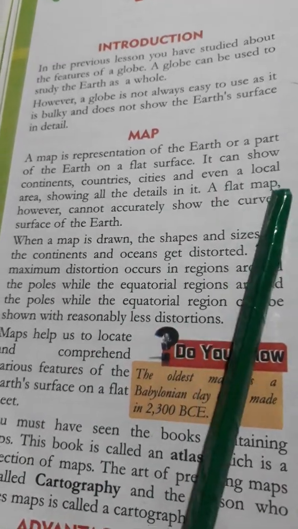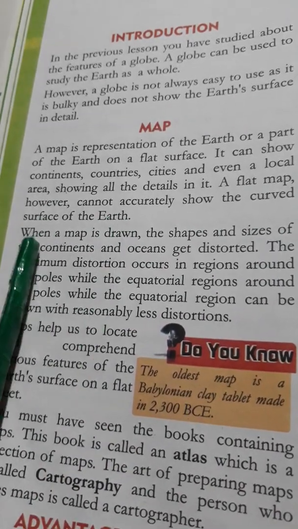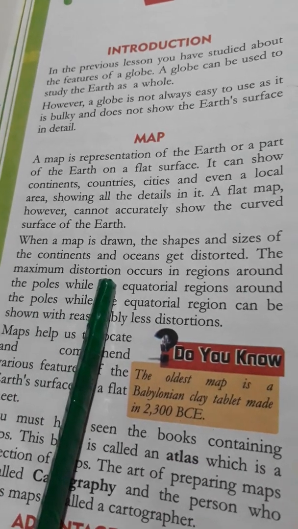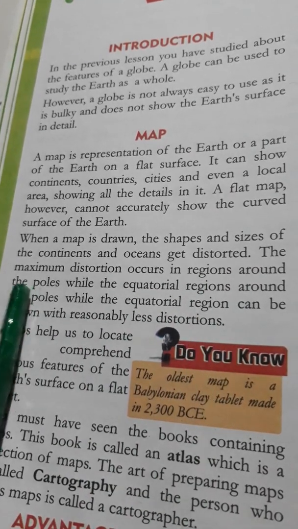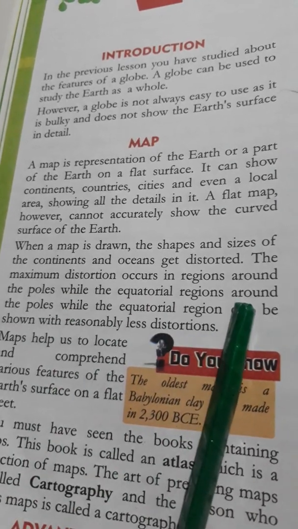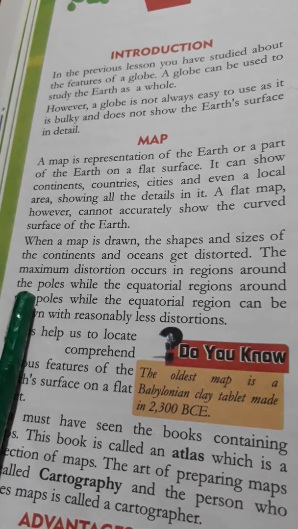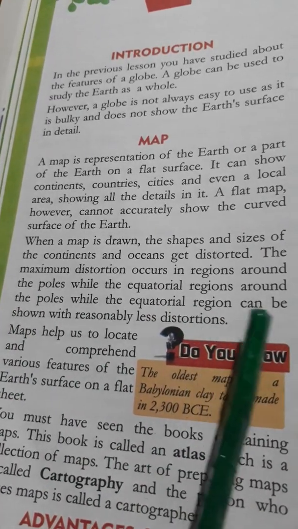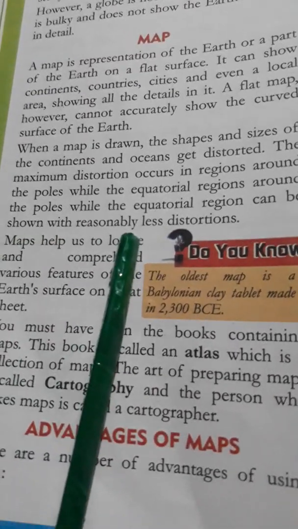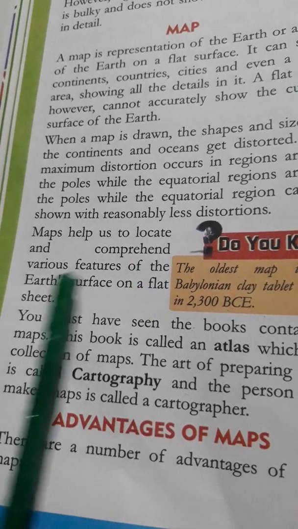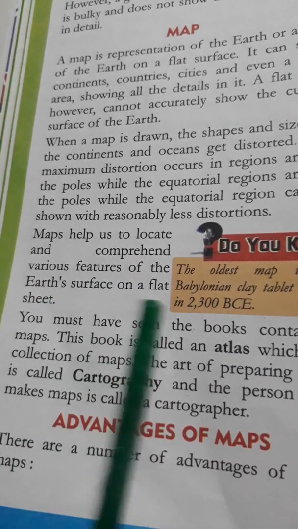Okay, a flat map, however, cannot accurately show the curved surface of the earth. When a map is drawn, the shape and size of the continents and oceans get distorted. The maximum distortion occurs in regions around the poles, while the equatorial region can be shown with reasonably less distortion. Maps help us to locate and comprehend various features of the Earth's surface on a flat sheet.